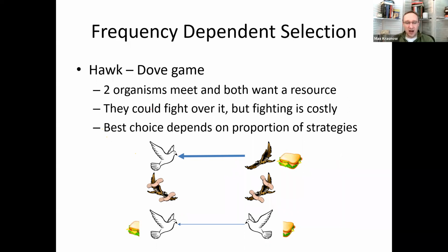Now it's better to be a hawk, because you get the whole sandwich instead of just half a sandwich. So doves increase when rare, and hawks increase when rare. That's what led to a stable equilibrium where you had both hawks and doves in the population in a mixed rate. It wasn't that hawks went to fixation or doves went to fixation. It stayed in a mixed state because selection was frequency dependent.